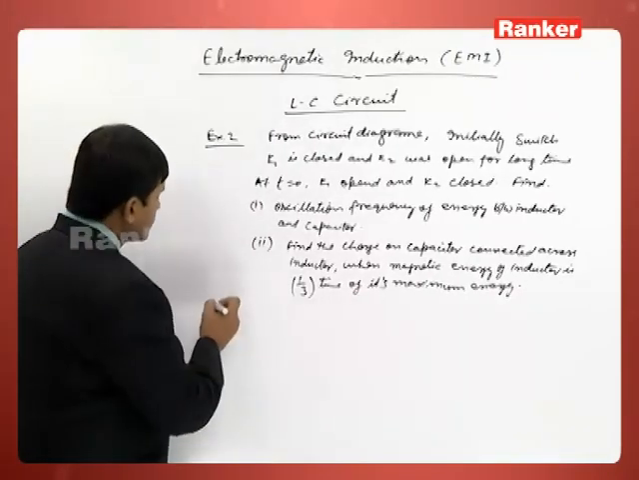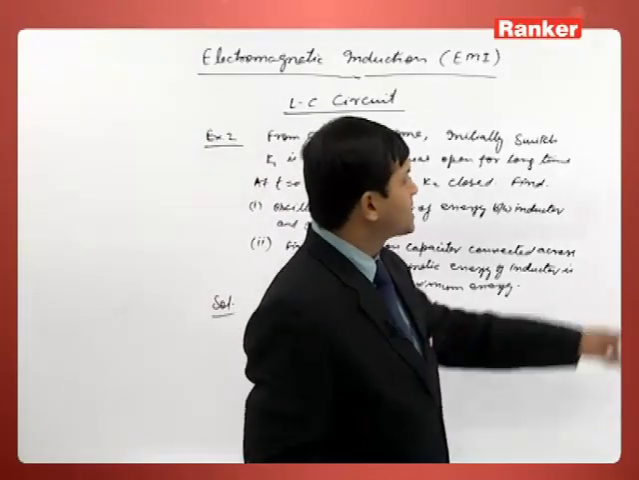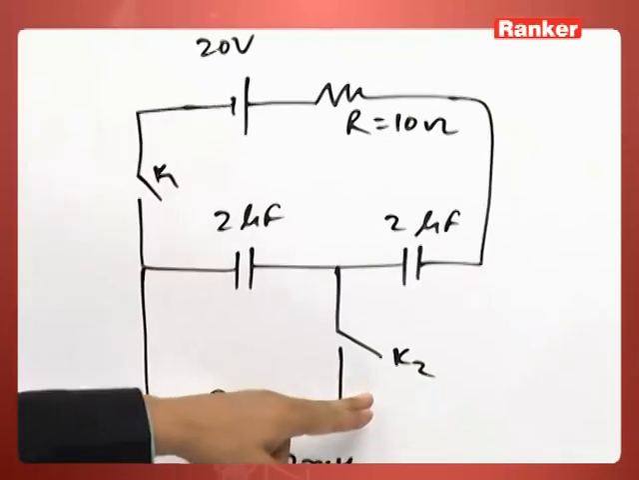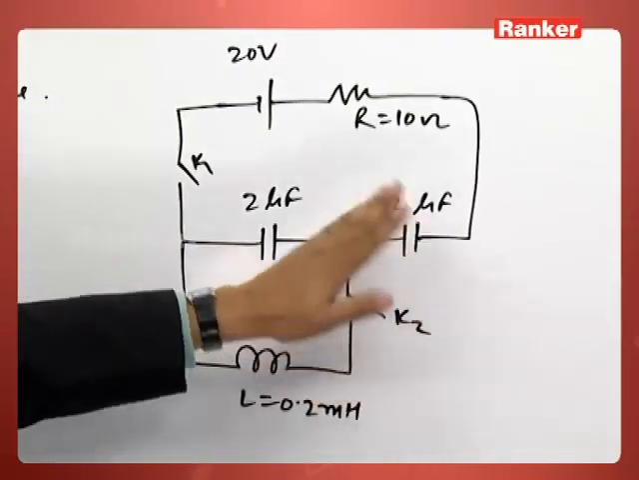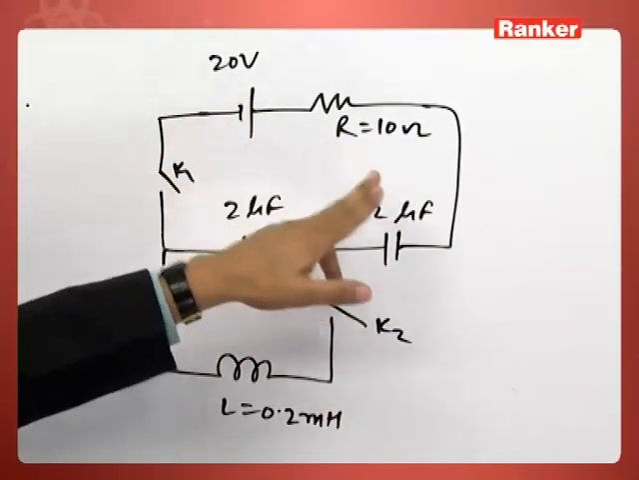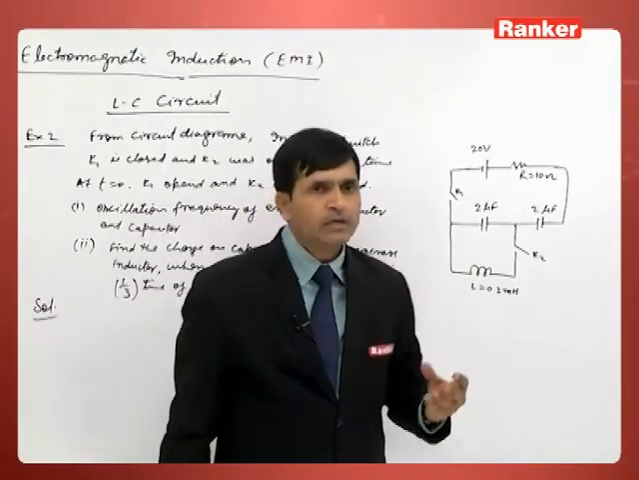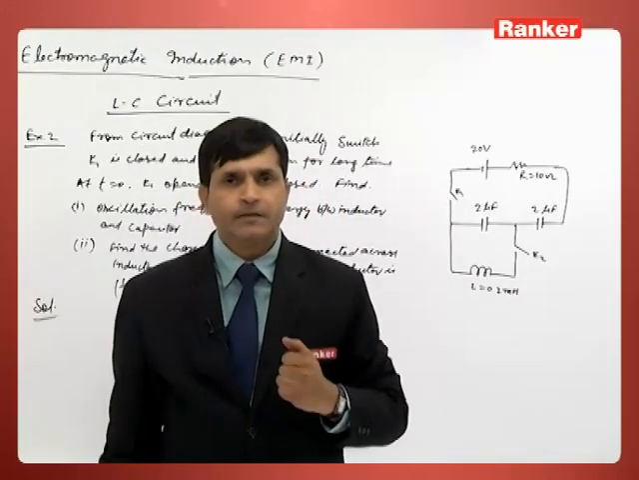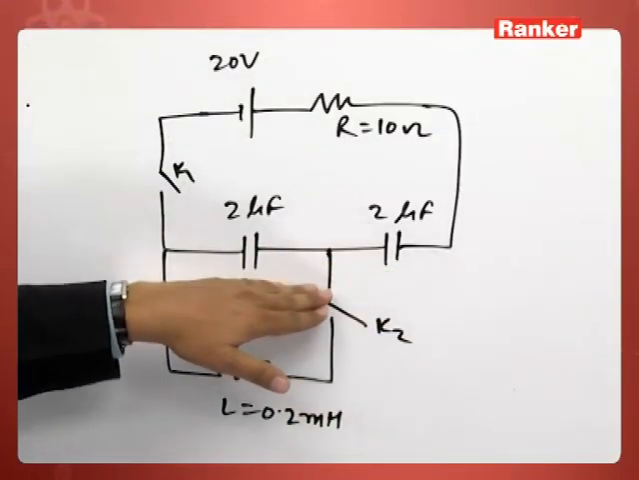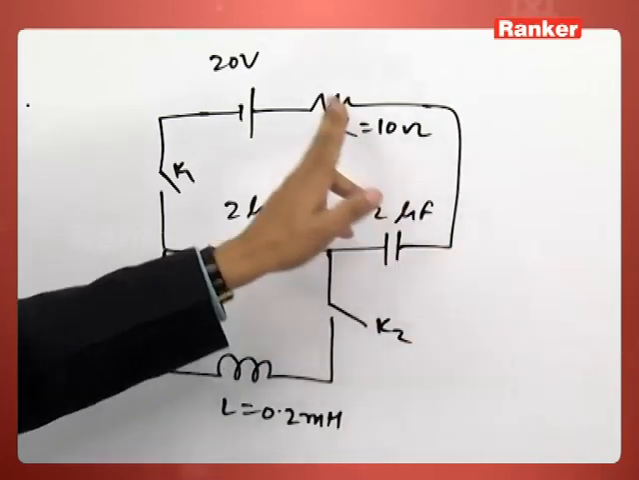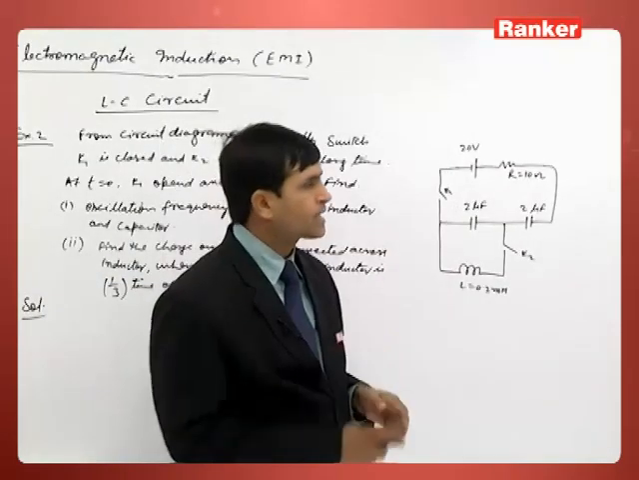So now see how to solve that one. First of all, switch K1 was closed and K2 was open. It means the inductor was not a part of the circuit. Only this system was a part of the circuit. And switch K1 was closed for a long period, meaning the steady state condition has been achieved. So these two capacitors are now completely charged, and there is no current in the circuit. So first we will calculate how much charge is on the capacitor.